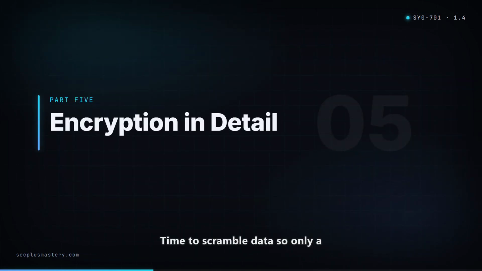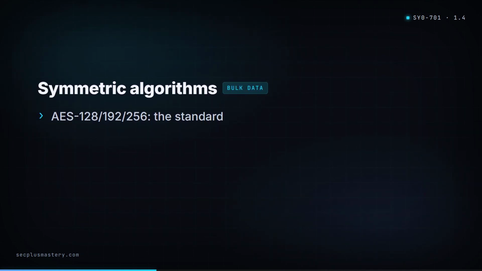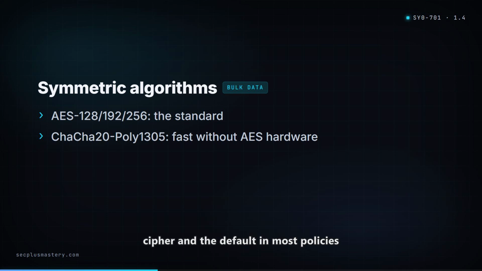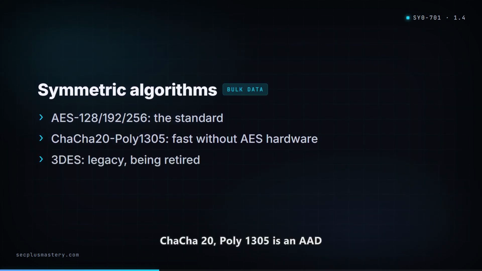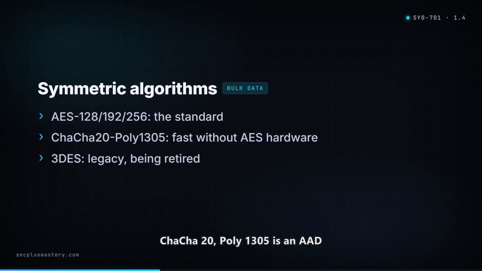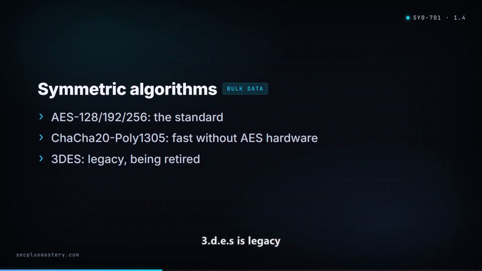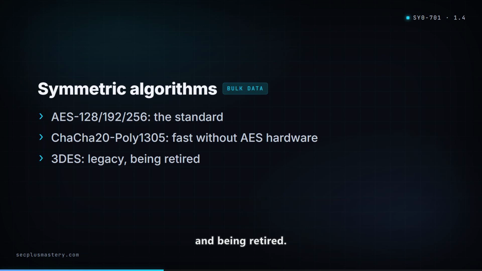Time to scramble data, so only a key holder can read it. Symmetric algorithms first. AES at 128, 192, or 256 bits is the standard block cipher and the default in most policies because it is strong and hardware accelerated. ChaCha20-Poly1305 is an AEAD cipher that is fast where there is no AES hardware, which is why it's a mobile and IoT favorite. 3DES is legacy and being retired.